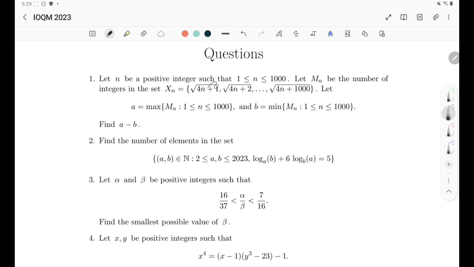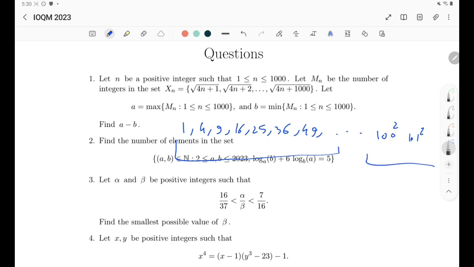How can we maximize or minimize the number of perfect squares among these 1000 consecutive numbers? If you think a little about it, then you will easily see that if you write the first few perfect squares, so 1, 4, 9, 16, 25, 36, 49, and so on, the first few are really close to each other. However, if you move on to big values, let's say 100 square, 101 square, you will see that now the distance is very large. So now they are not close anymore.